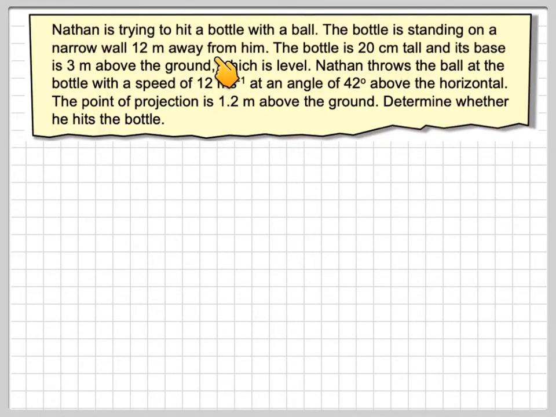Nathan is trying to hit a bottle with a ball. The bottle is standing on a narrow wall 12 metres away from him. The bottle is 20 centimetres tall and its base is 3 metres above the ground, which is level.